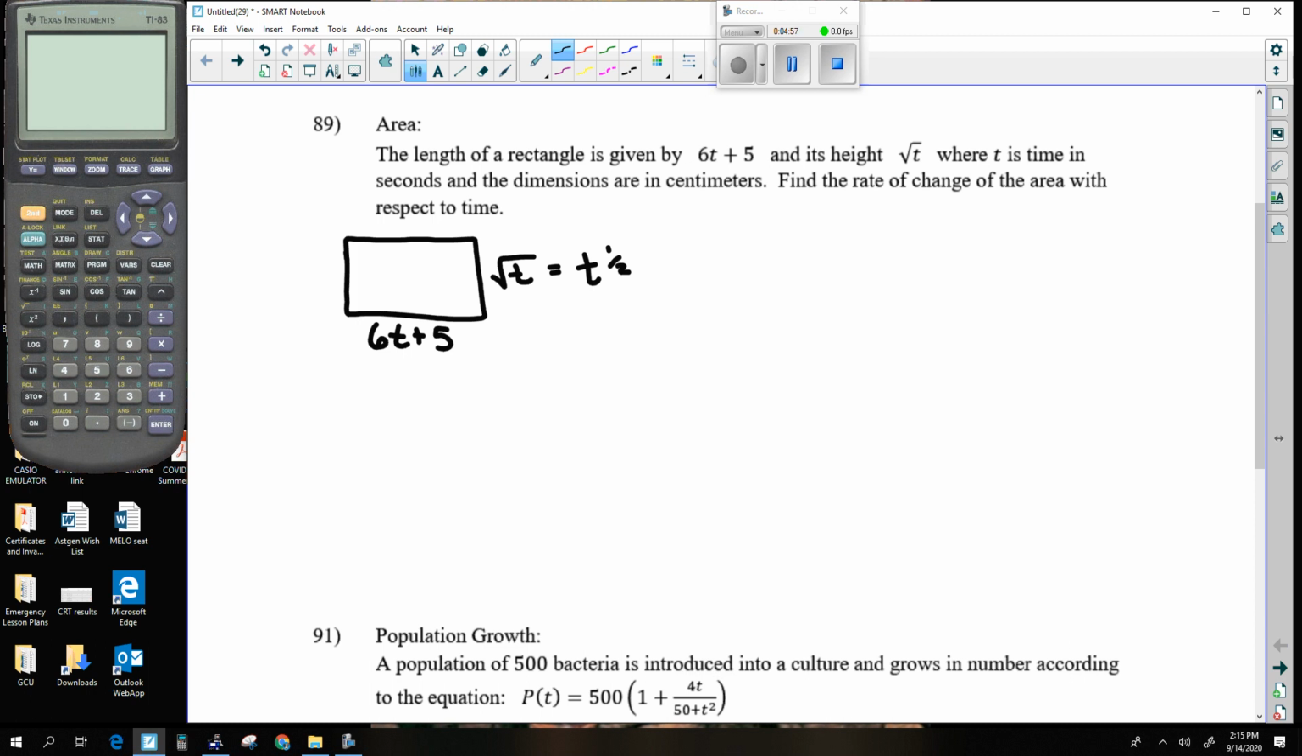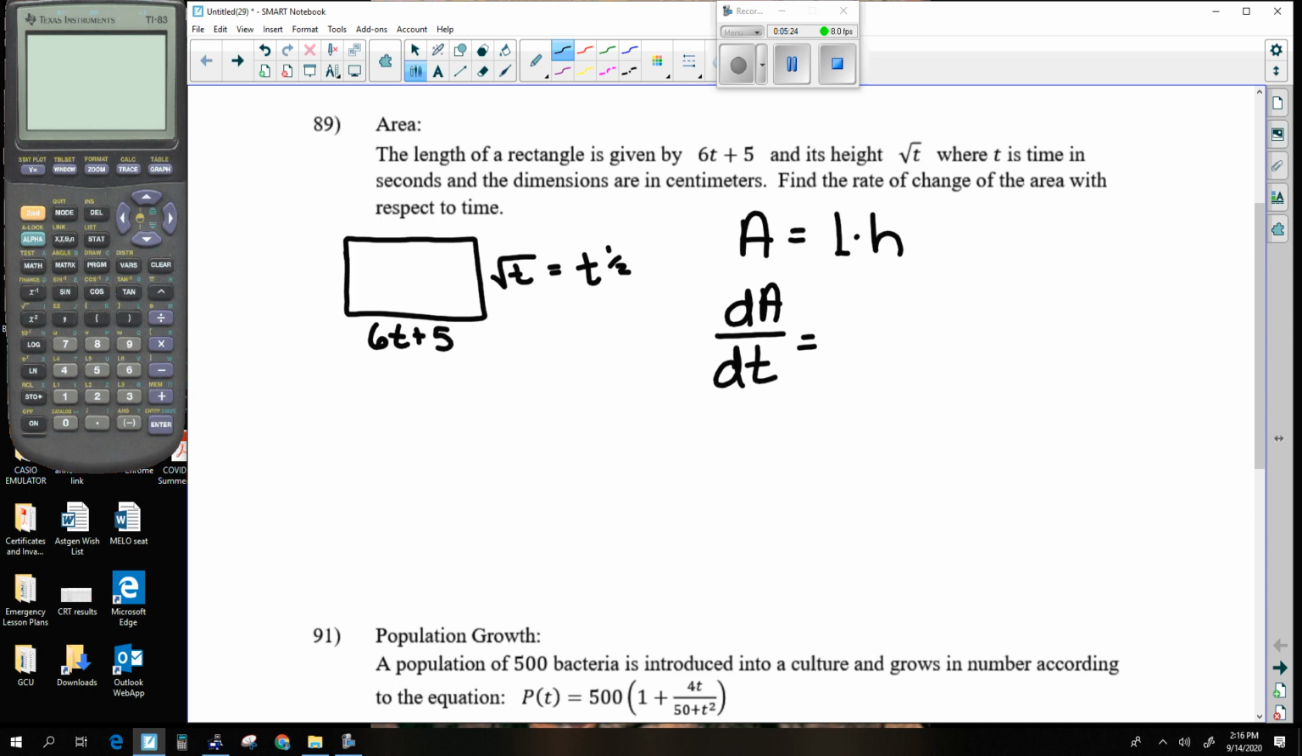So the area of a rectangle is length times height, apparently, in this situation. L times H. They want me to find the rate of change in the area with respect to time. So change in area over change in time.